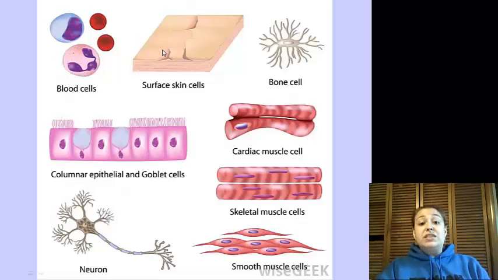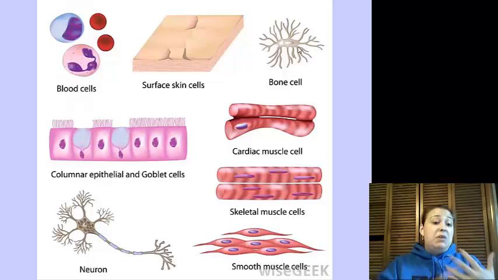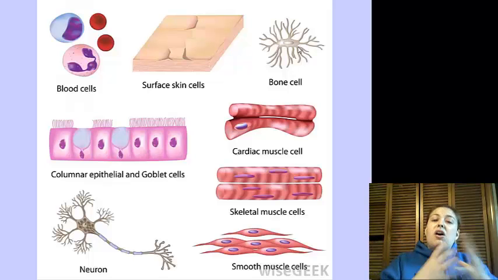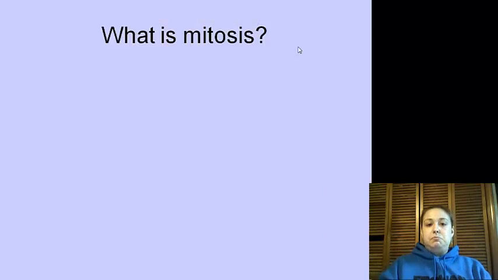Again, all sorts of different types of cells that we need. We have the blood cells, we have the skin cells, bone cells, epithelial cells, cardio cells, skeletal cells, smooth muscle cells, and neurons. All types that we need. So, how do we actually get these?